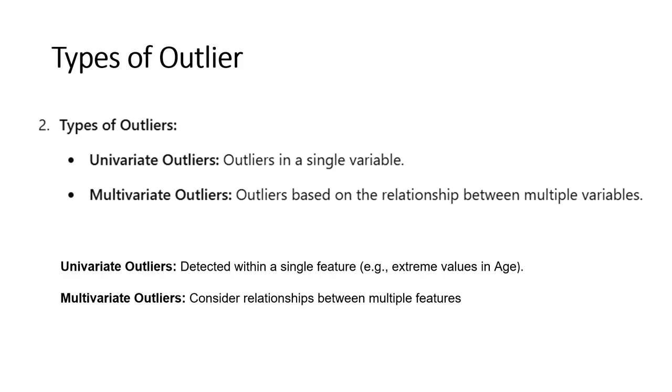These are outliers in the relationship between multiple features or variables. For example, if in a dataset an employee has a high salary but low experience, meaning the value inside the experience column is low but the salary is high, this might be an outlier. So multivariate outliers consider the relationship between multiple features.